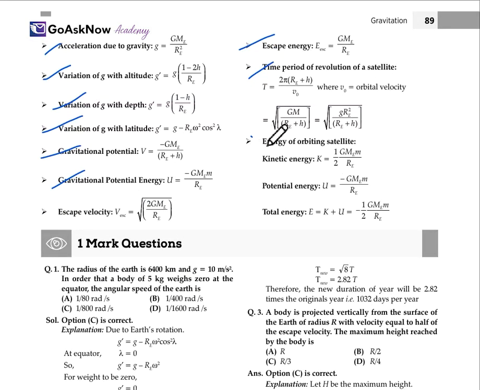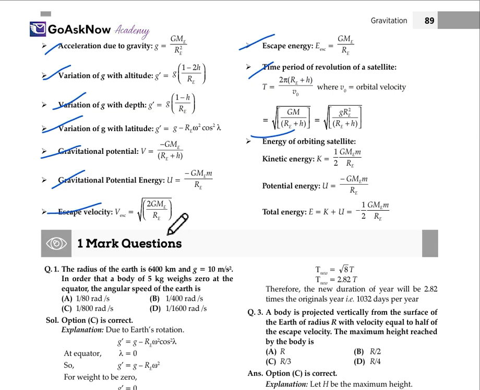Energy of an orbiting satellite: kinetic energy, potential energy, and the total energy. We have read that K is equal to half of G Me m upon Re, and the potential energy U is equal to minus G Me m upon Re. When we add both energies, we get the total energy equation: minus 1 by 2 G Me m upon Re. Also, escape velocity V escape is equal to the square root of 2 G Me upon Re.